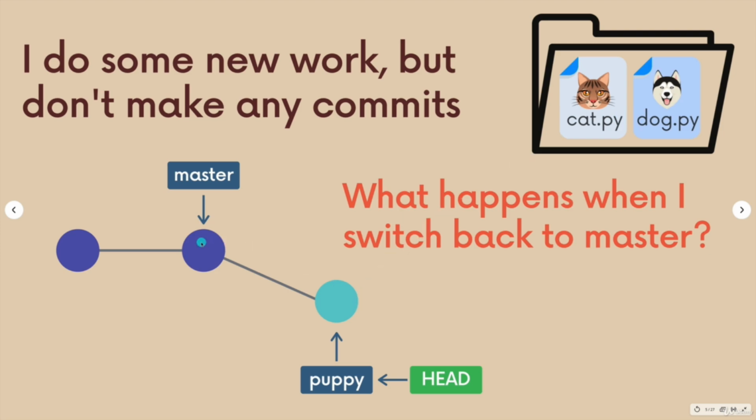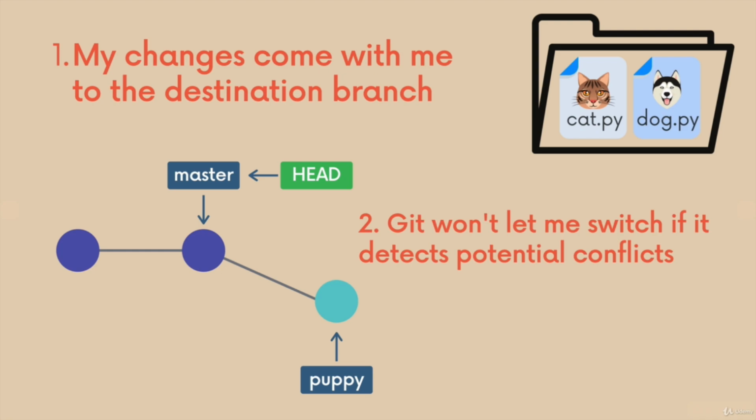And then I need to switch back to master. I don't know why. Something's wrong. I need to switch back quickly. What happens if I have a file or 100 files, if I have uncommitted changes on one branch and I switch to another branch? Well, there's really two options. One is that those changes will just come with me to the destination branch. They'll just come along and show up on the master branch in this case.